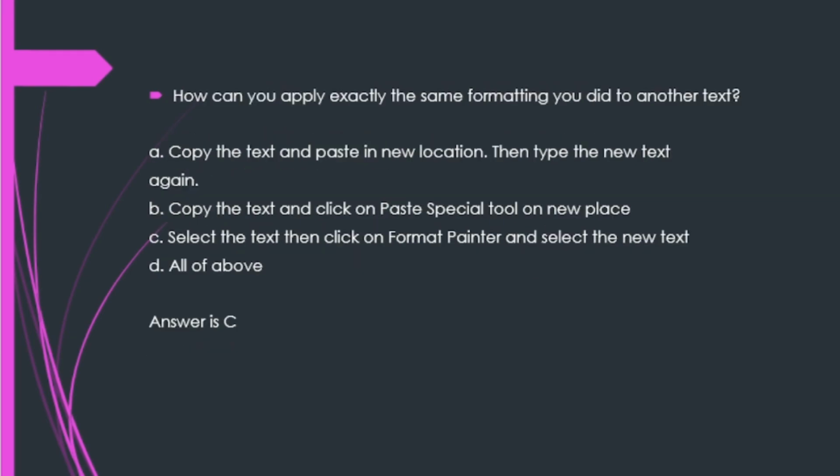How can you apply exactly the same formatting you did to another text? The correct answer is C. Select the text, then click on Format Painter and select the new text.